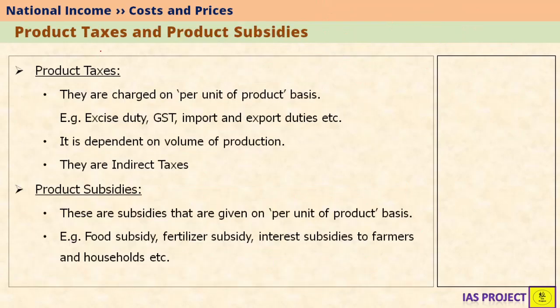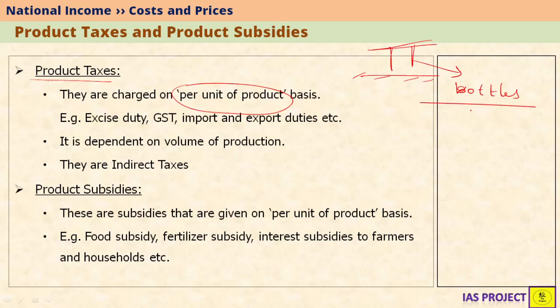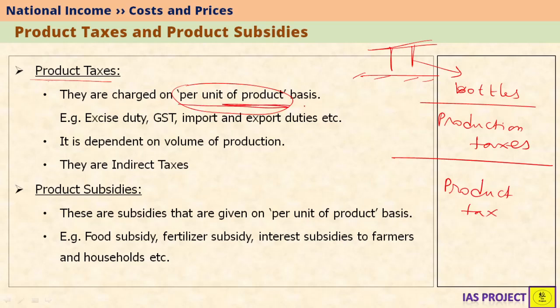Let's look at what are product taxes and product subsidies. Product taxes are charged on a per unit product basis. For example, if you have started an enterprise, let's say manufacturing water bottles. We have seen that irrespective of the number of water bottles you produce, production taxes are not going to change. However, depending on the quantity of bottles you are producing, product taxes are charged. So product taxes are charged on a per unit of product produced basis.